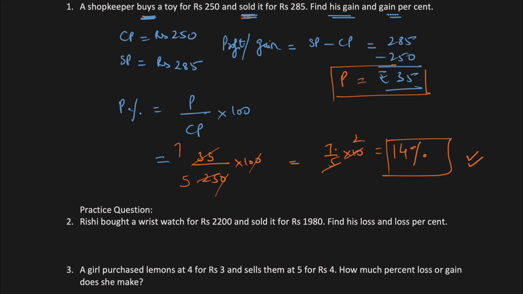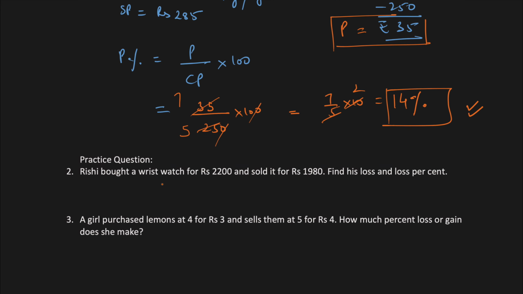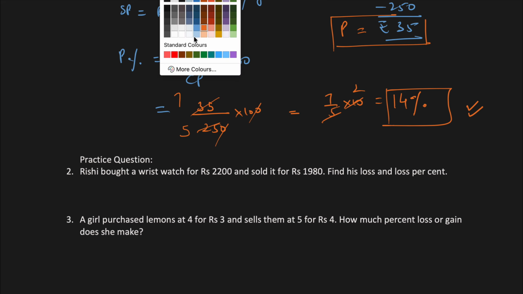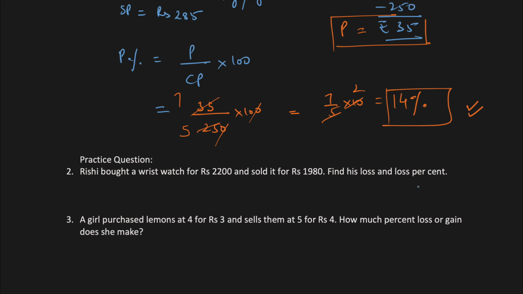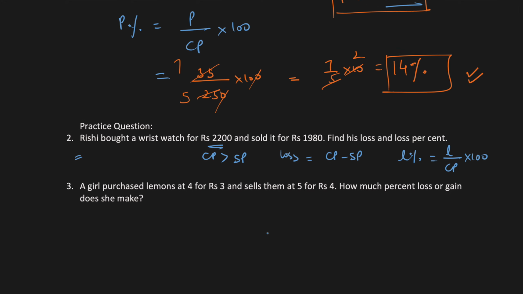Now this next question, Rishi bought a wristwatch for rupees 2200 and sold it for 1980. Find the loss and loss percent. Students, pause the video, solve this question and send your answer in comment box. It is a similar question as that. Only difference over here is as CP is more, right? CP is more than SP, so we have a loss here. Loss will be calculated by CP minus SP, and loss percent you have to calculate as loss by CP into 100. So solve it, students. Send your answer in the comment. I will move on to the next type of question.